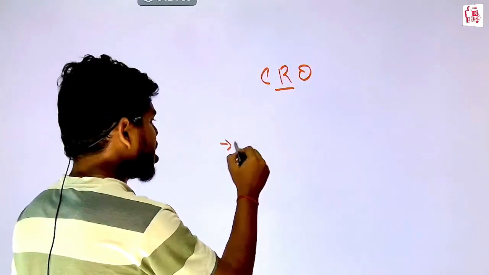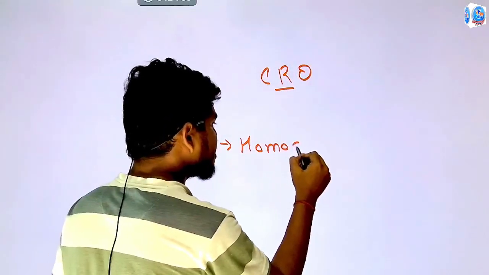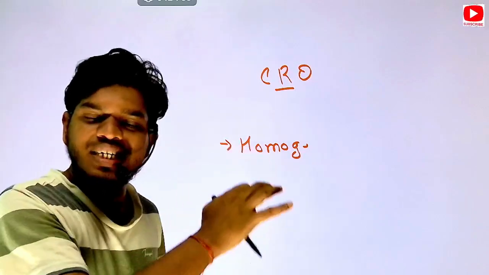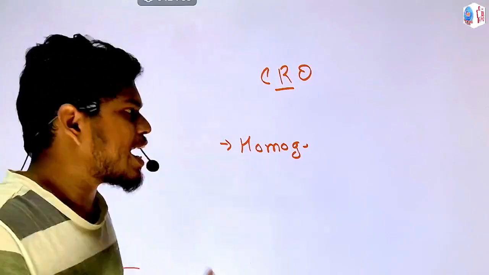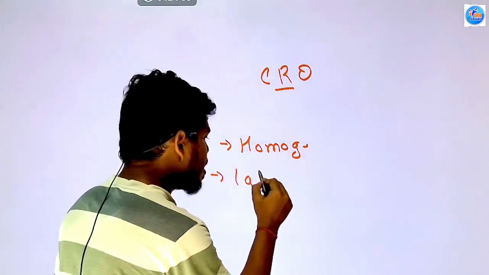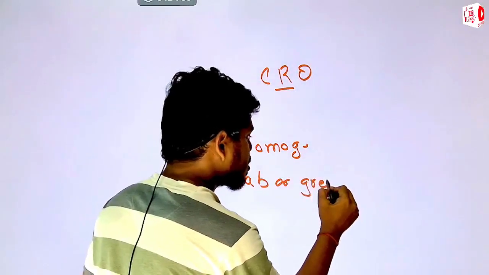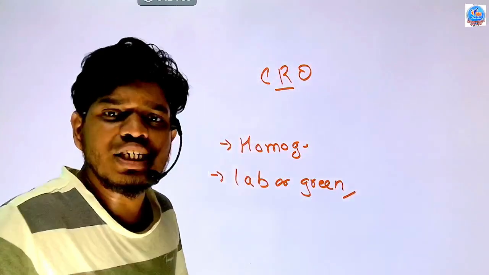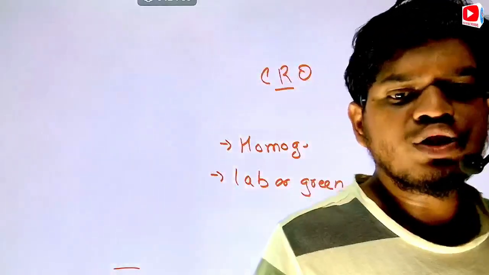It means our field is homogeneous. If our field is homogeneous, then we use this design. And this design is mostly used in the lab or greenhouse. We can use this design in a polyhouse.